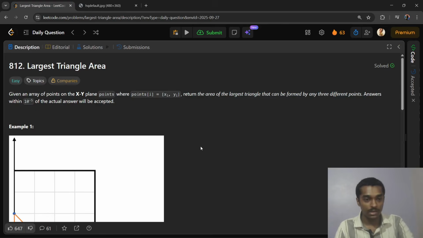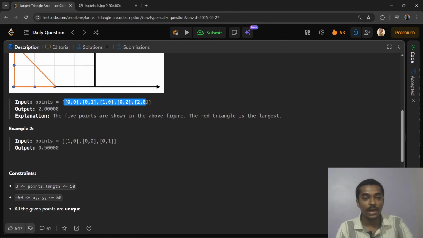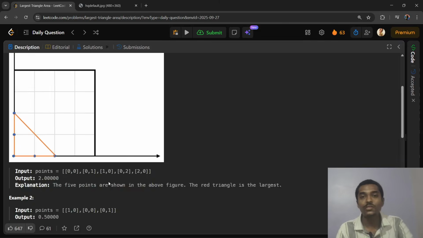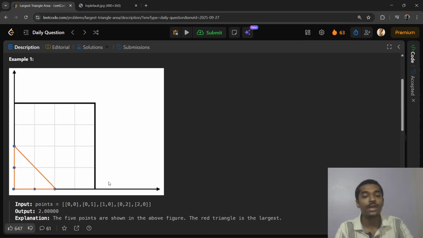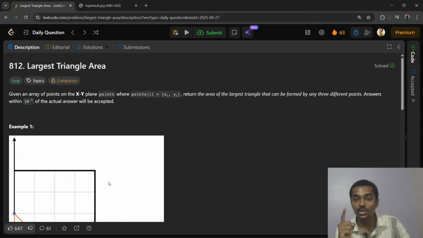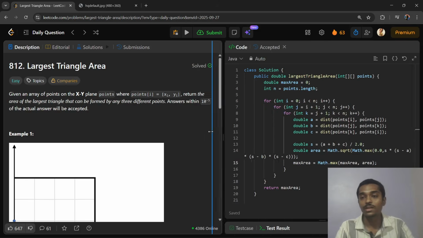You are given points and the constraints are very small, so we can solve this question by brute force. We can try out all the possible points. We can pick all the possible triples of points. We can simply run three loops: first loop for point 1, second loop for point 2, and third loop for point 3. We calculate the area for all of them and take the maximum area among them.